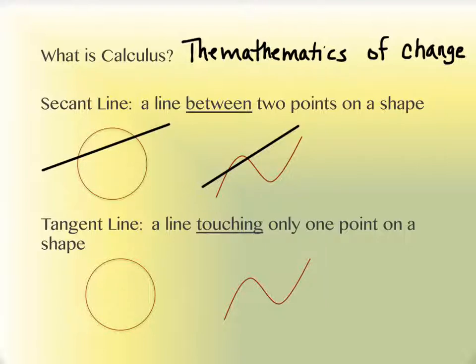However, a tangent line doesn't do that. A tangent line simply touches the curve or the shape that you're dealing with. I've had students refer to it as it kisses it before. That's a really good image. It's very surface is what we're talking about.